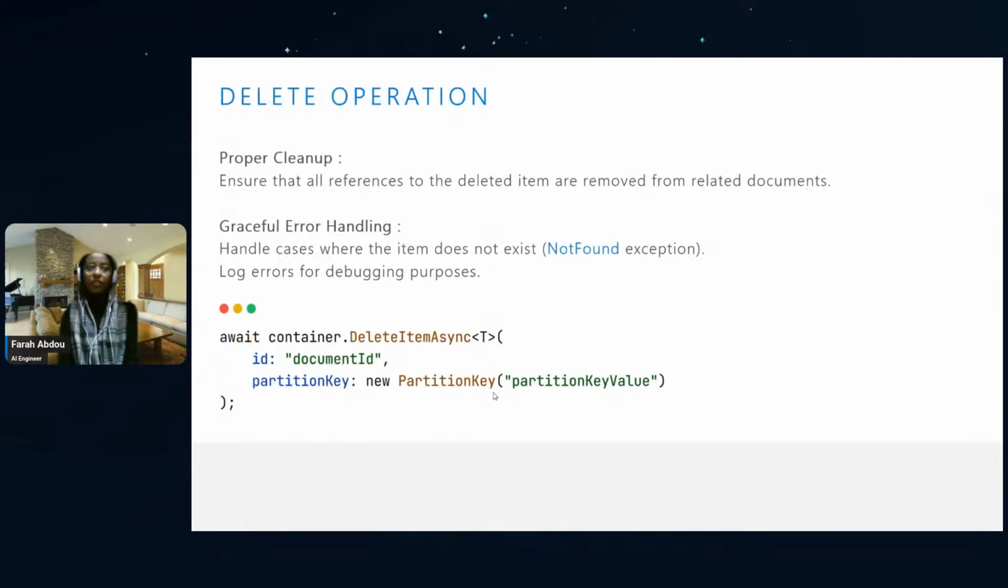Finally, the delete. So the delete here, we are using the delete item async. For this, we are going to ensure that all our references to the deleted items are removed from our documents. And we need to handle our errors. So we make some exceptions. We say, if it does not exist, it will be a not found exception. And we log errors for some debugging purposes. So you will find me always making the try thing. So we are making some error handling and debugging.